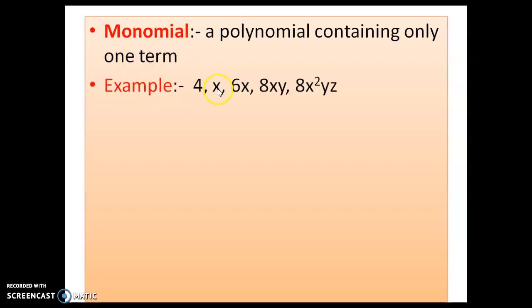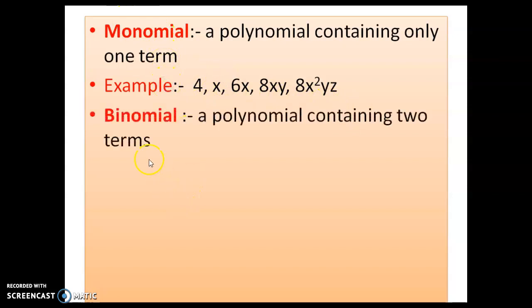Okay, so 4x, 6x, 8xy, all these are single terms. Though 4 is a constant, it's a separate term. x is a separate term. So if there is only one term like this, it is a monomial. Binomial, okay, if two terms are there, so 7 plus x. 7 is one term, x is one term, they are combined by the operation plus, so two terms are there, so this is a binomial.